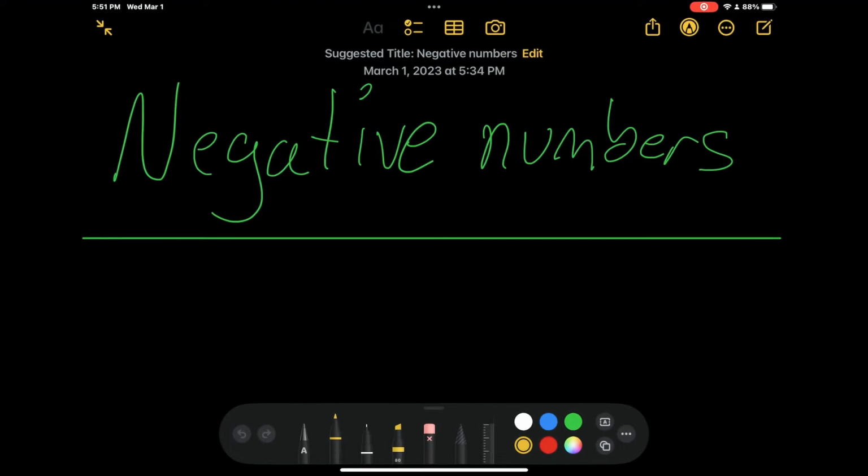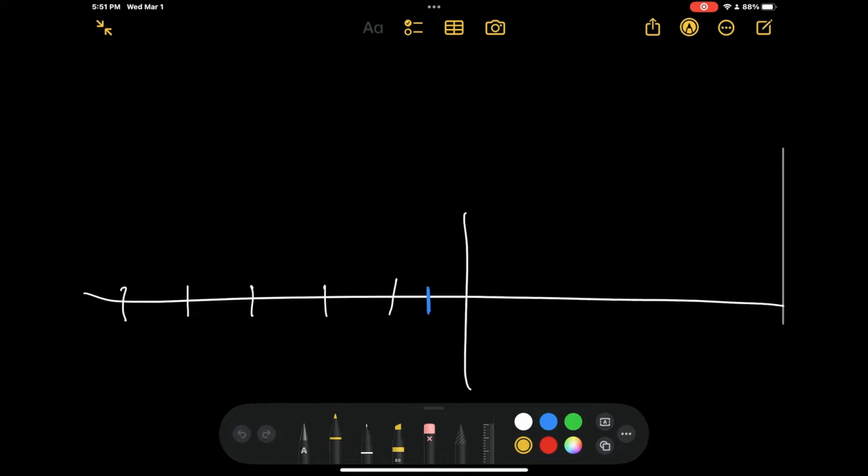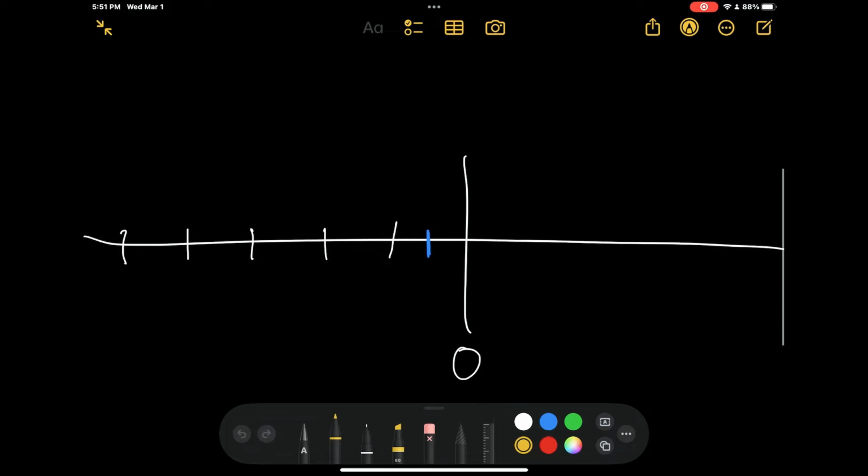In today's lesson together, we'll learn about negative numbers. We're going to talk from adding and subtracting negative numbers all the way to negative exponents.